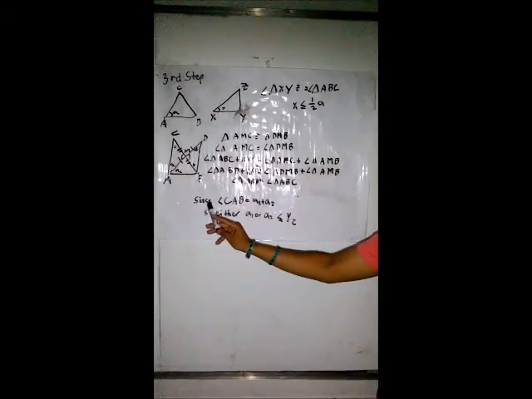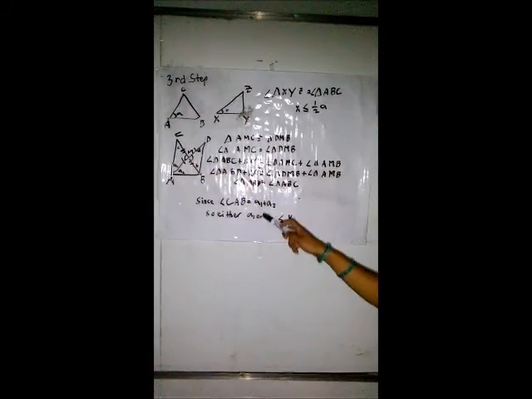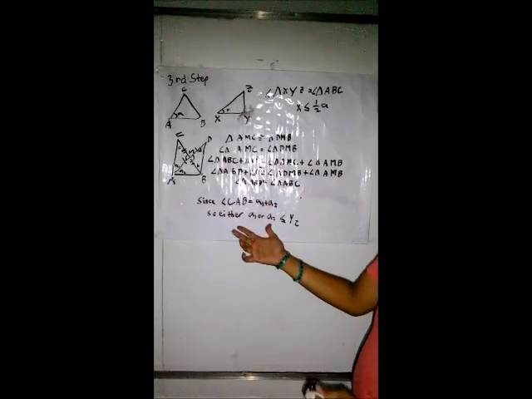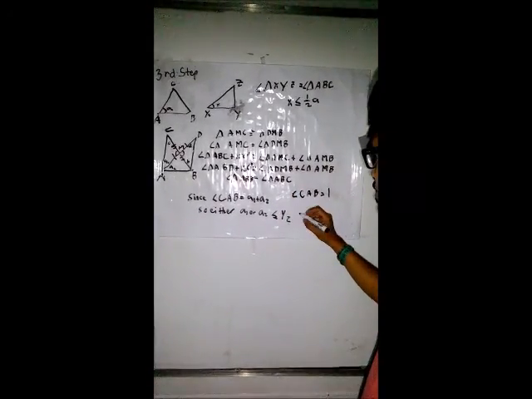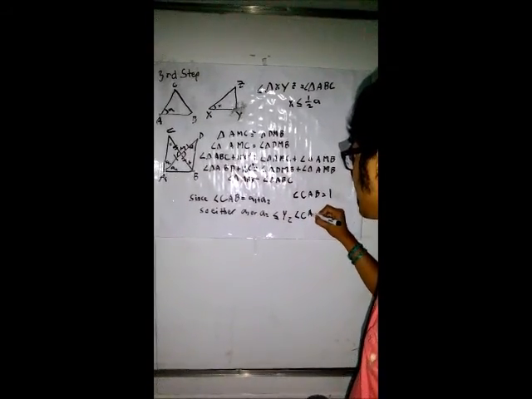Since angle CAB is equal to A sub 1 plus A sub 2, we can say that either of them is less than or equal to 1/2 of angle CAB. How can we say that?